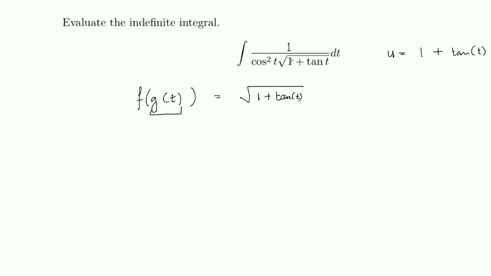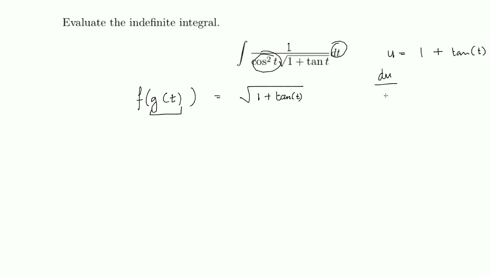Okay, so let's look at our question now. This term here is going to be taken care of by substitution. What do we have left? We have dt divided by cosine squared of t. So we have to get rid of this.